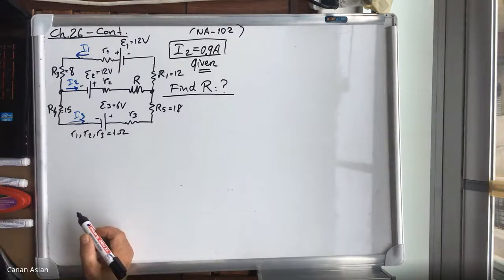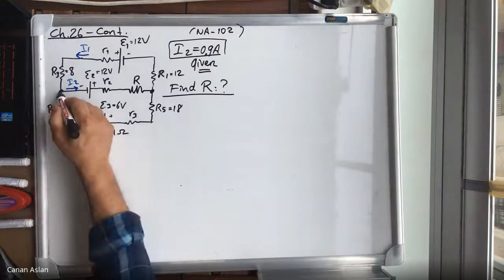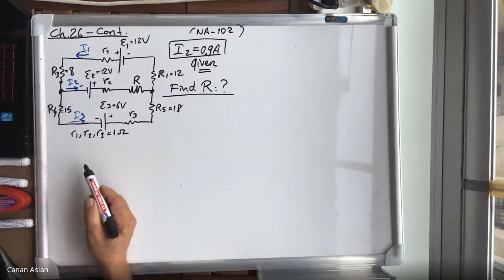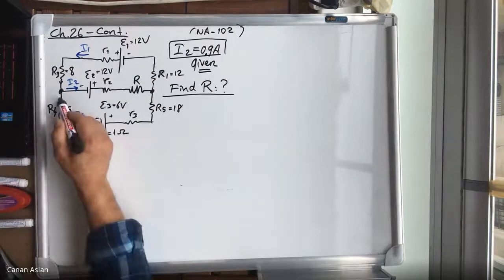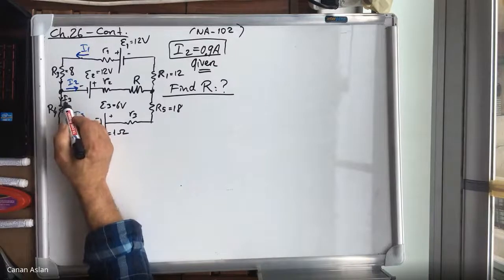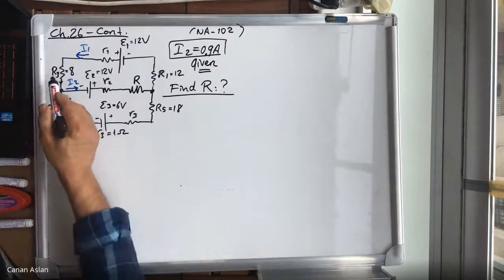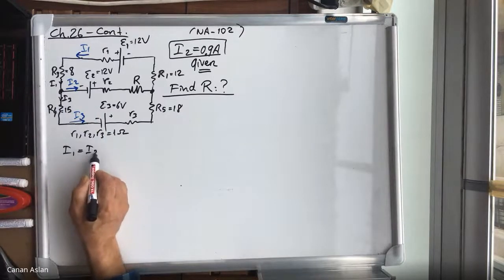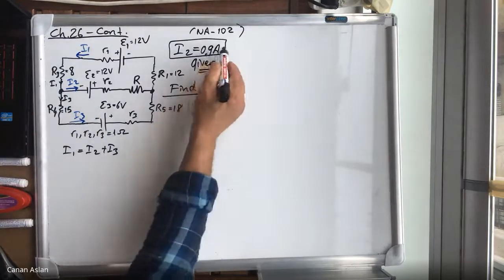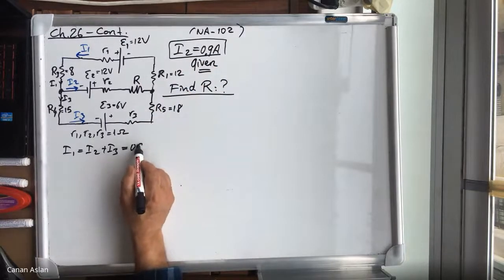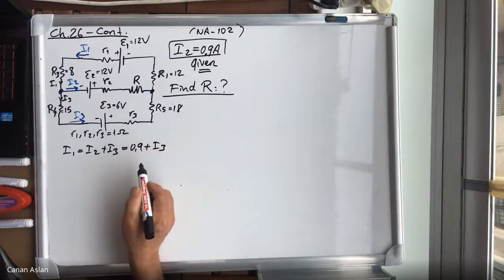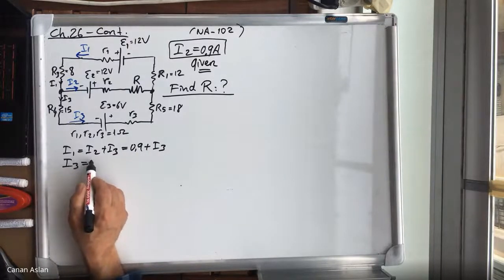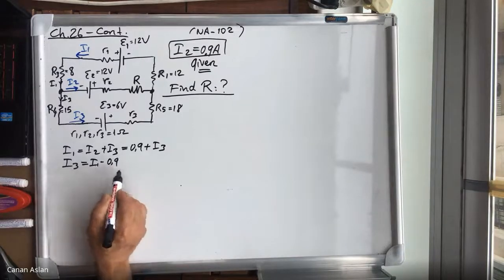Okay, so the first thing we have to do is that if you look at this point, I1 is coming down and I2 is going to the right and I3 is leaving also here. So this is I3, this is I1. As you see, I1 is coming, I2 and I3 are leaving, so I1 should be equal to I2 plus I3. Since I2 is given, this can be written as 0.9 plus I3. Okay, so we can use this. And from this, we can readily find I3 to be I1 minus 0.9. We will use this later.